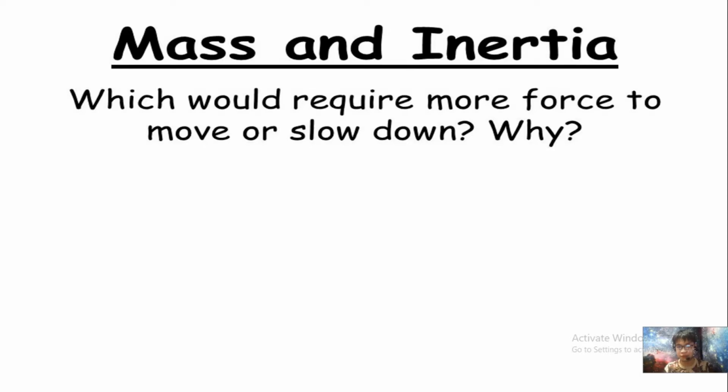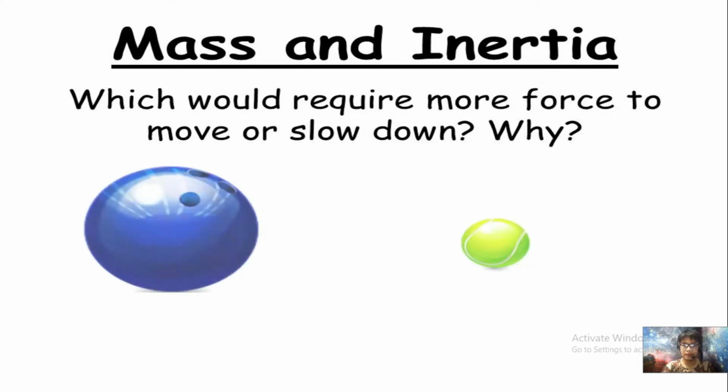So, I have here these two objects. On the left, we have a bowling ball, and on the right, we have a tennis ball. So which one here would require more force to move when it is at rest, if we want to make it move? And which one would require a stronger force when it is spinning and we want to stop it? And why?